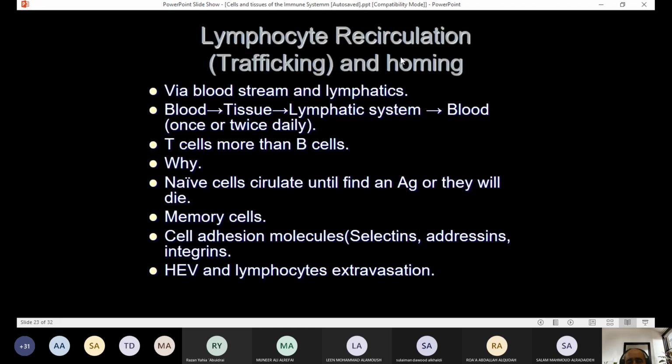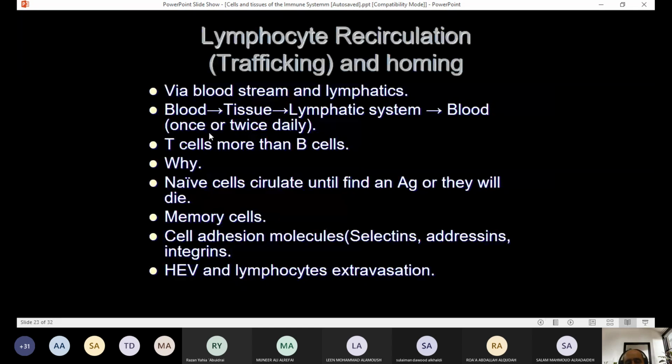Lymphocyte recirculation, trafficking, and homing. This is an active process that will lead, hopefully, to meeting their antigenic counterparts via the bloodstream and lymphatics. They keep circulating through the blood, then into tissue, and then into the lymphatic system.